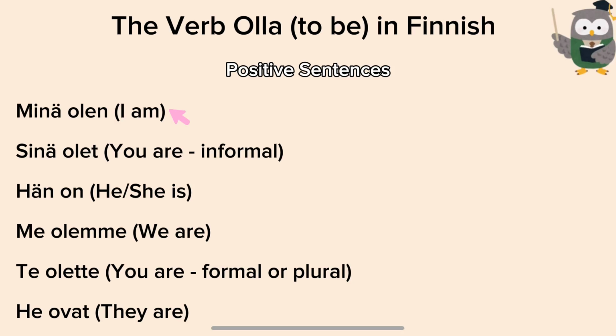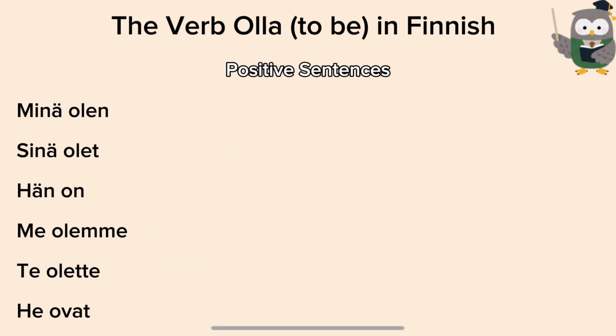Minä olen, I am. Sinä olet, you are. Hän on, he or she is. Me olemme, we are. Te olette, you are. He ovat, they are. Let's look at a few examples in positive sentences.